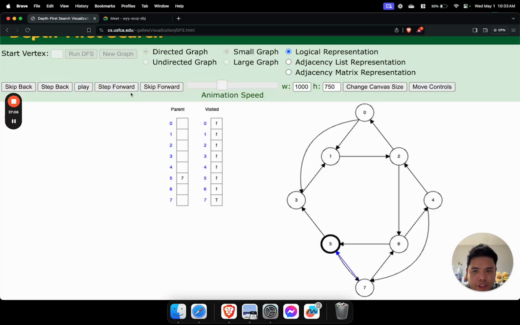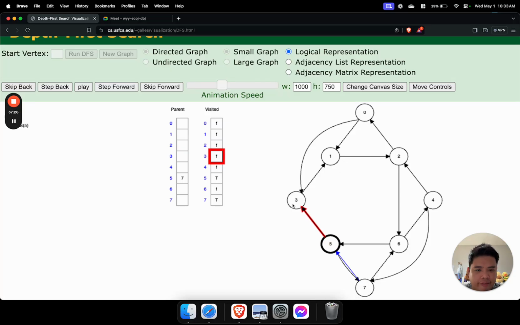So it becomes true. Please don't mind the parent. We don't use this in our simulations. So let's just look at this. 5 became visited, so it becomes true. And now we're at 5. What do we do next? We are going to check for any adjacent vertex to 5. And the only one is 3. So I'm going to check, is 3 visited? No, it isn't. So I am going to set it to visited.